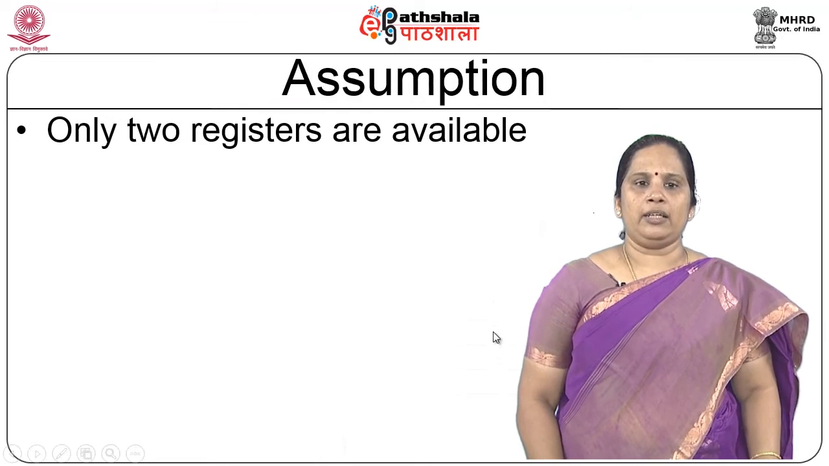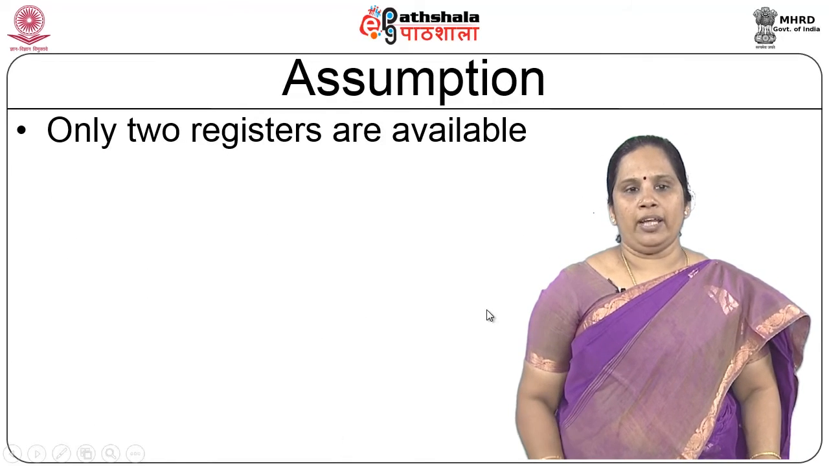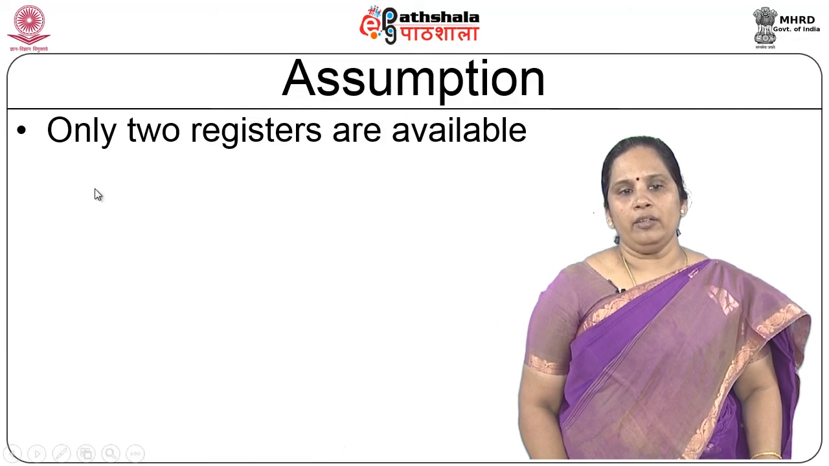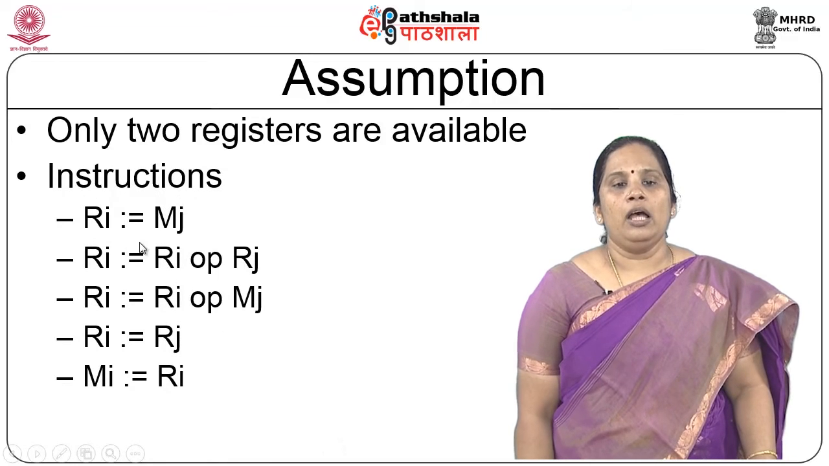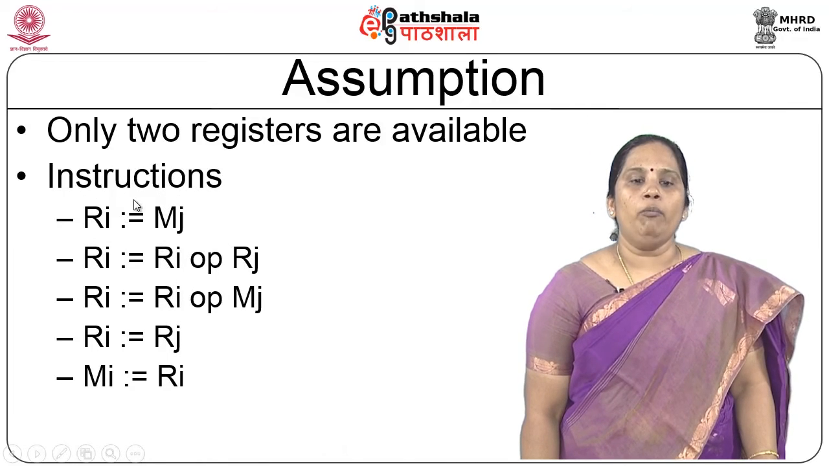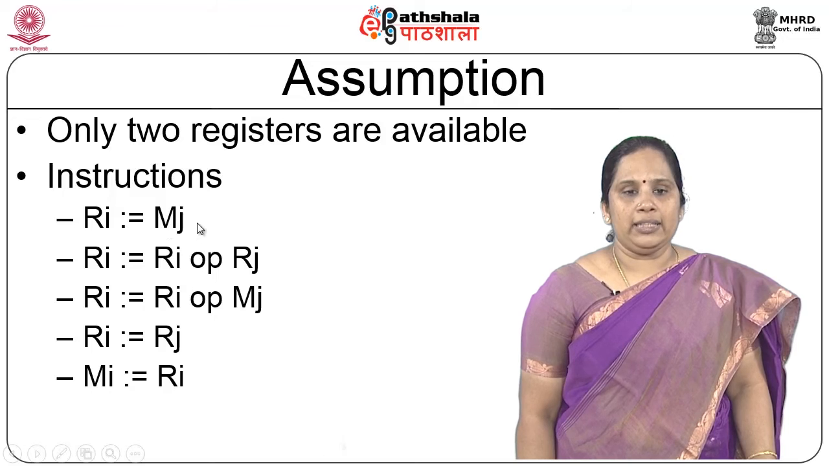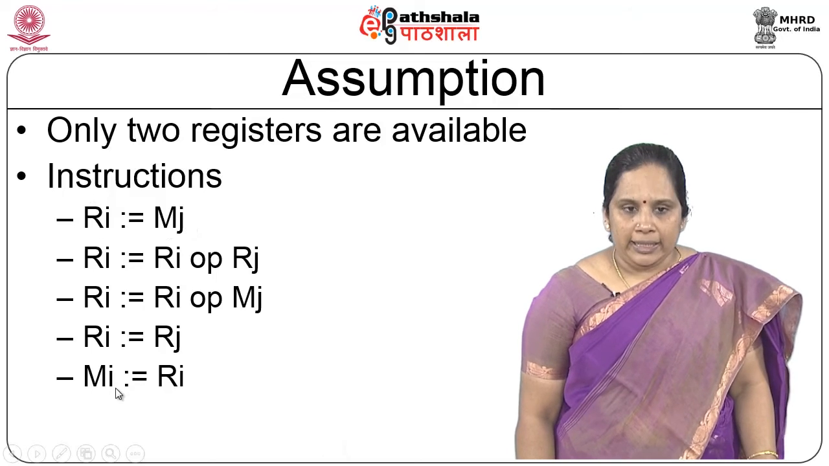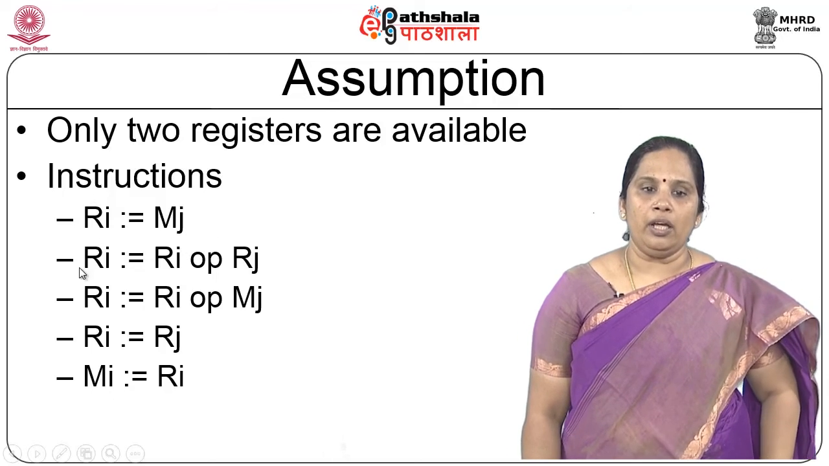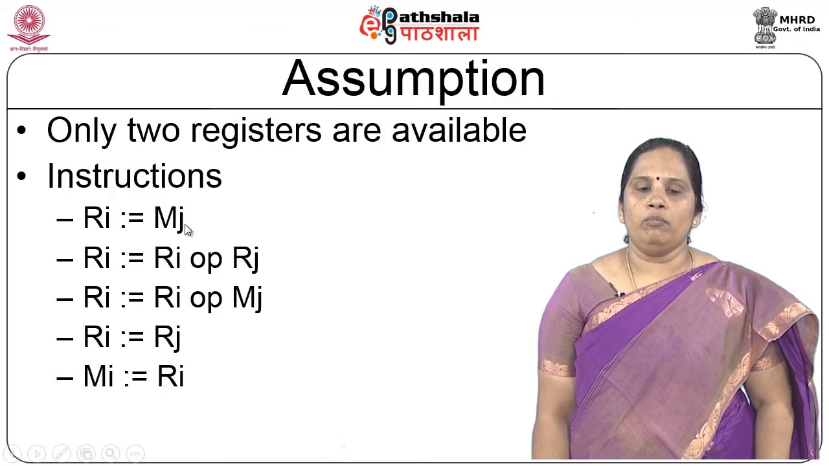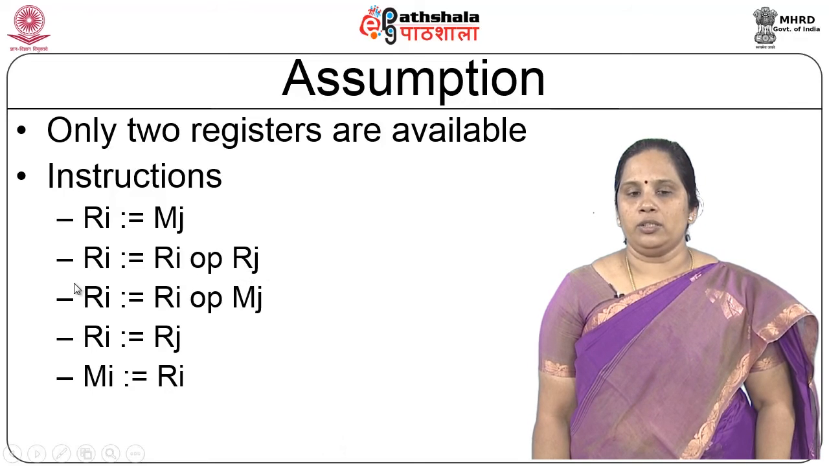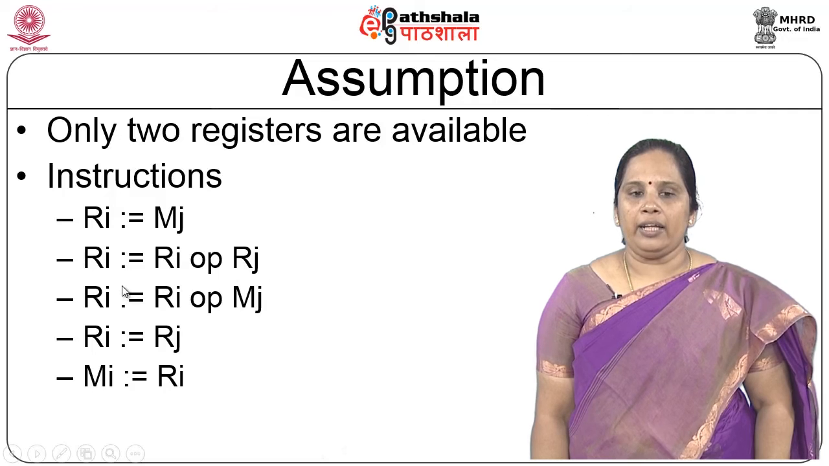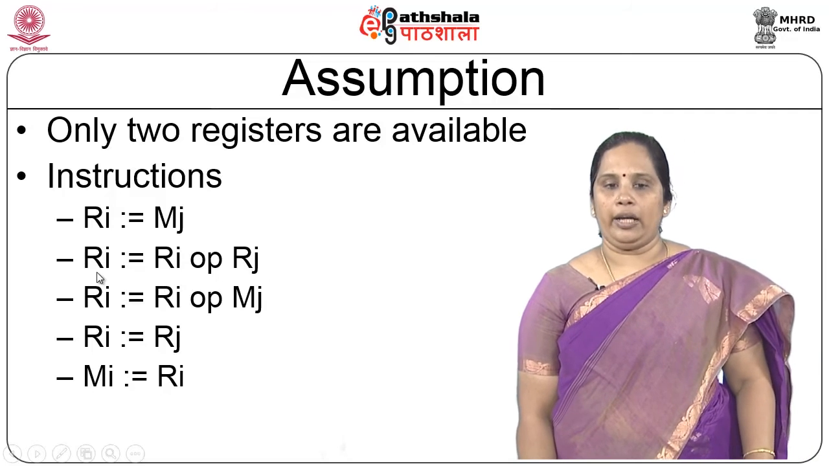The assumption in this algorithm is that only 2 registers are available. Whatever example you consider, we assume you have only 2 registers, and these are my instructions. My instruction is not going to be a move or an add, etc.; it is going to take the form indicated here. Ri = Mj means move the memory content into register Ri. Then I have Ri = Ri operator Rj. What does it mean? It is something like adding Ri and Rj, and the result will be in Ri, okay.